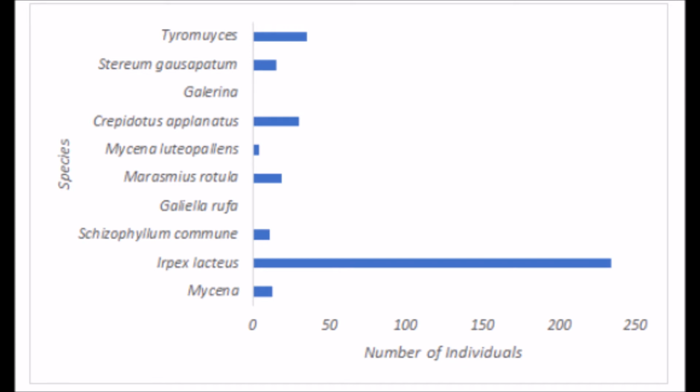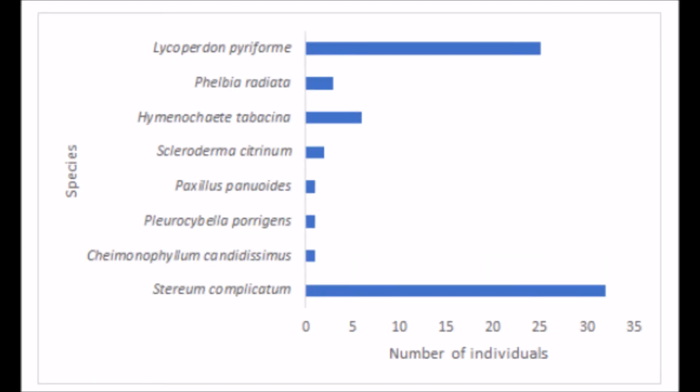Our third graph shows the species found at Reddish Knob. There were 8 different species found, with the total number of mushrooms being 71. The average elevation in which we collected was 4,363.3 feet.